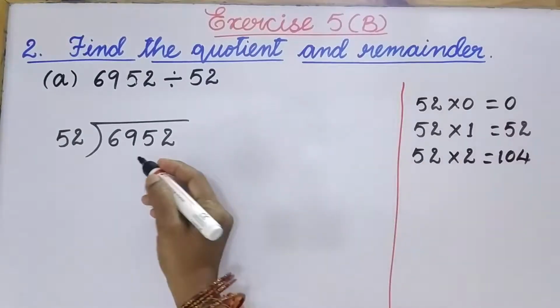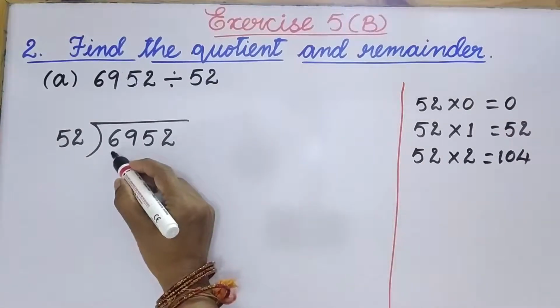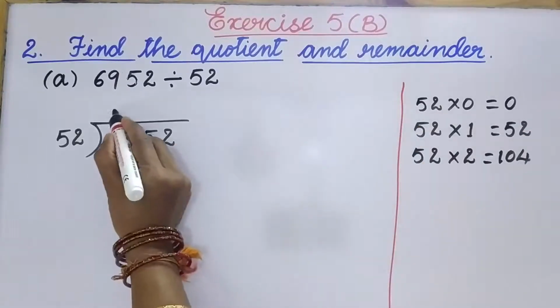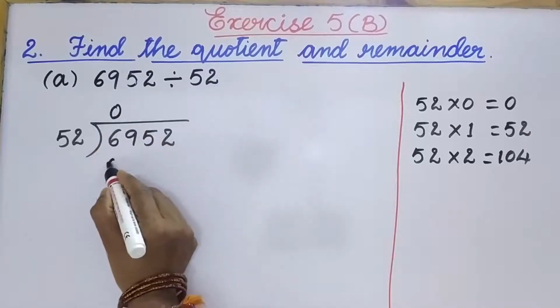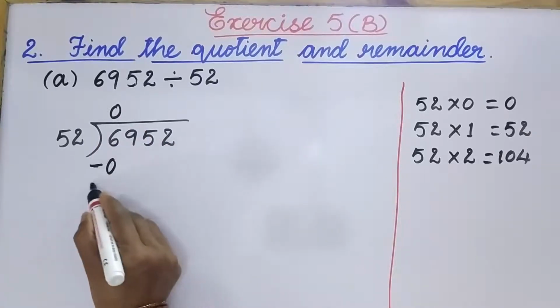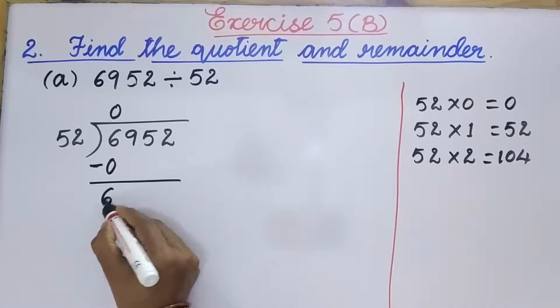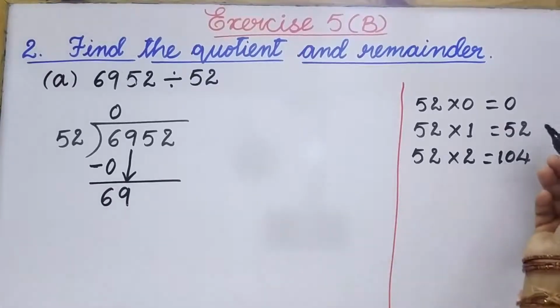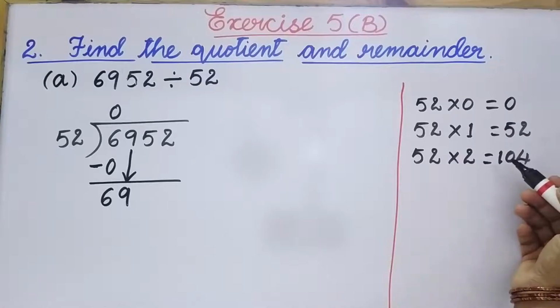So here we have 6 in first. We have to divide, start from 6. So it's not possible. We need to write 52 zeros are 0. Then subtract 6 here. 9 you need to take down, and we do get 69. Is there 69 in the table of 52?